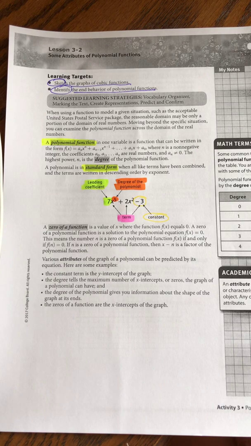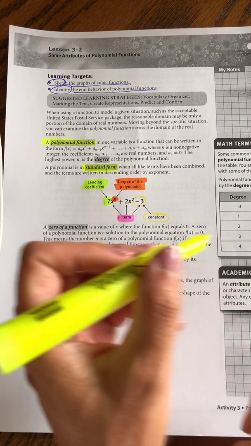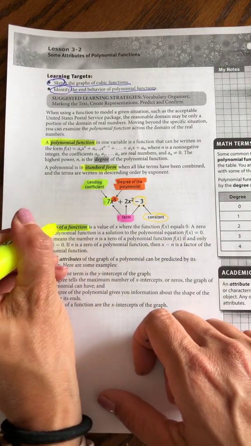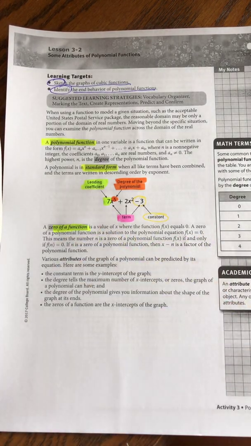Okay. Also, a 0 of a function is a value of x where the function f of x equals 0. A 0 of a polynomial function is a solution of the polynomial equation. So zeros, roots, x-intercepts, those are all considered zeros of the function, okay, and solutions. This means the number n is a 0 of a polynomial function f of x if and only if f of n equals 0. If n is a 0 of a polynomial function, then x minus n is a factor of the polynomial function, and we'll talk about that a little bit later.